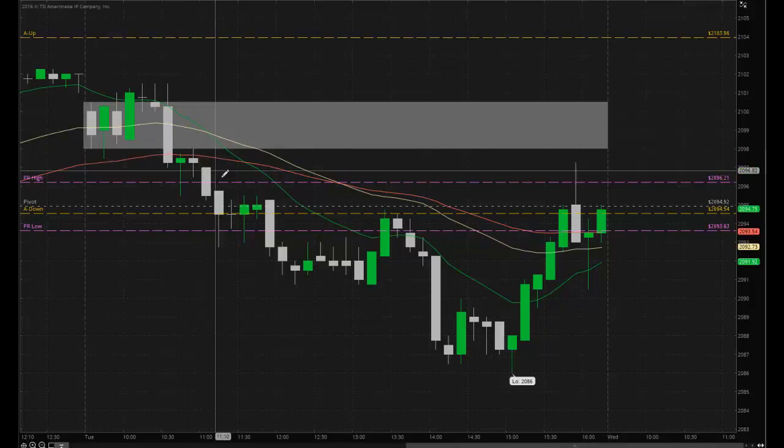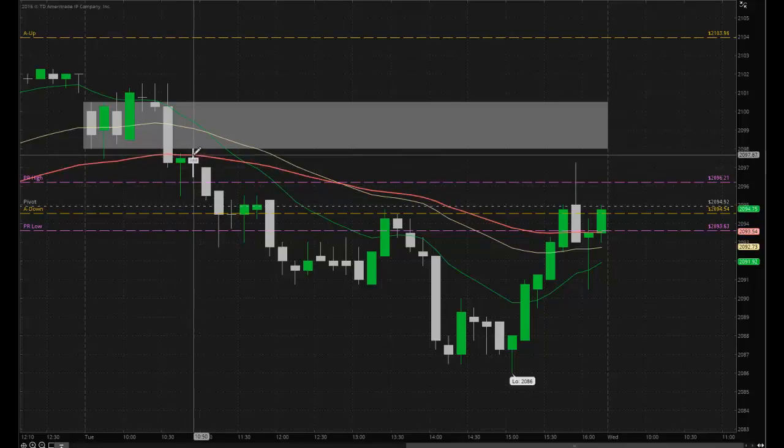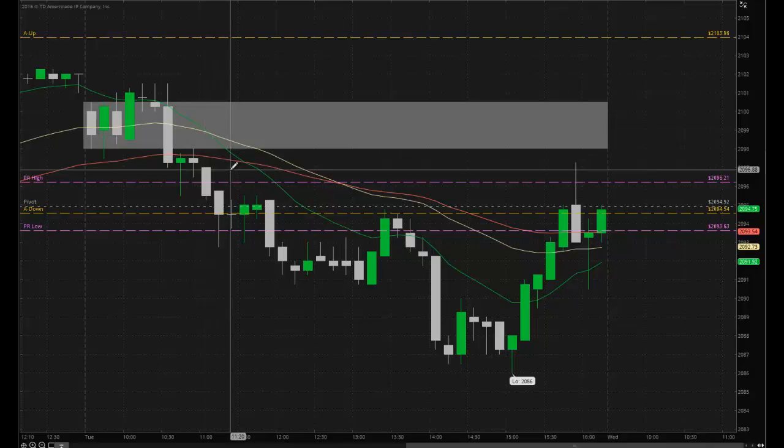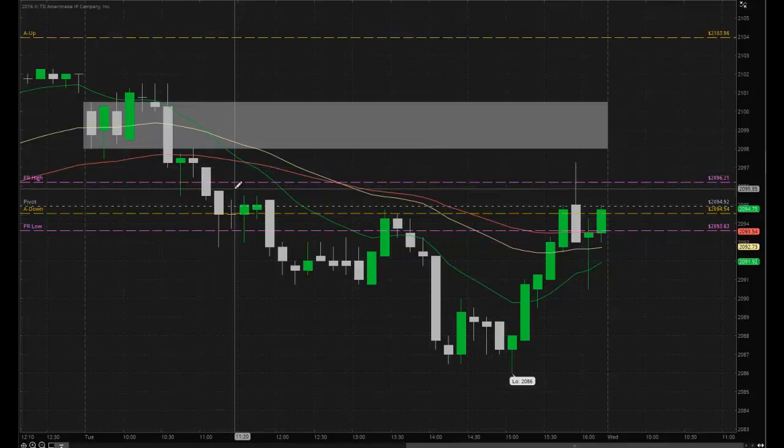That's your first clue. When this thing rolled over from this nice hammer, this is telling you something. And when it couldn't get back into the opening range, maybe this pivot range, maybe they want to go visit the A down, and maybe the range extension is going to be to the downside. So as price comes down here to the A down, of course, I like to fade just about every A.